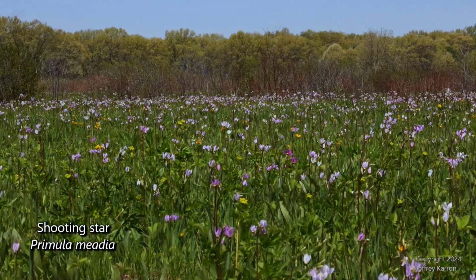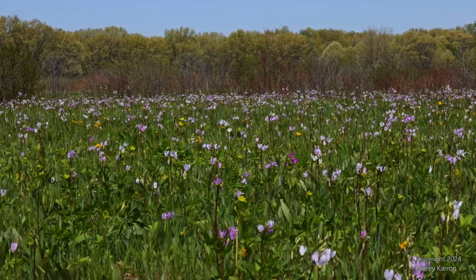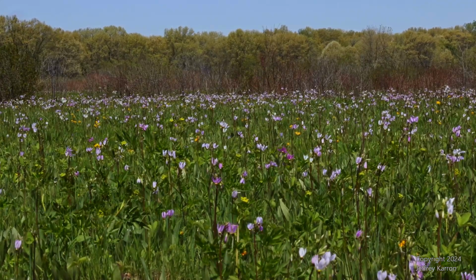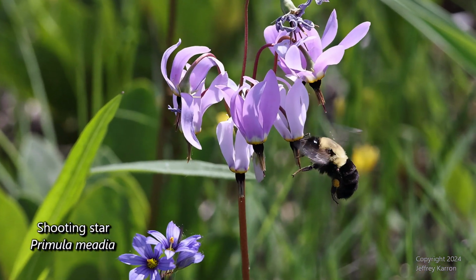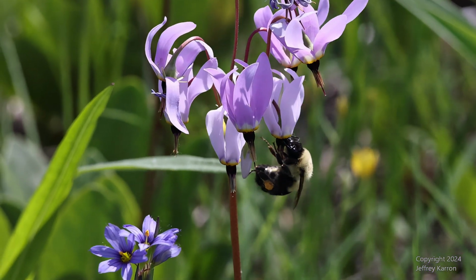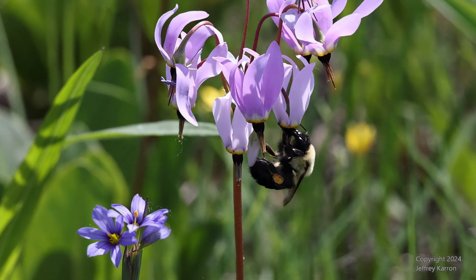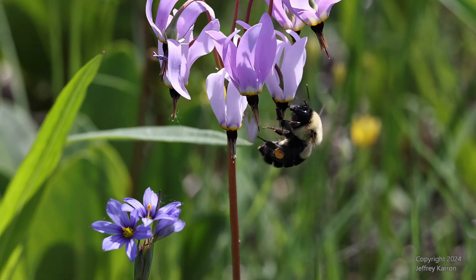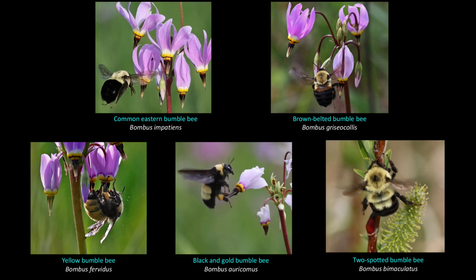One of the most beautiful flowering displays occurs in May, when the prairie is covered with tens of thousands of shooting star flowers. These flowers are primarily pollinated by queen bumblebees. Bumblebee diversity in this natural area is high, and queens of at least 5 species pollinate shooting star.